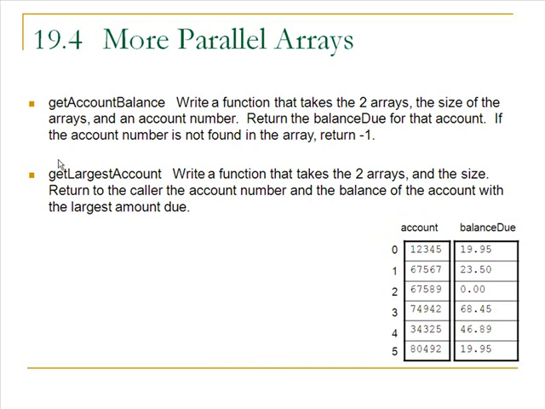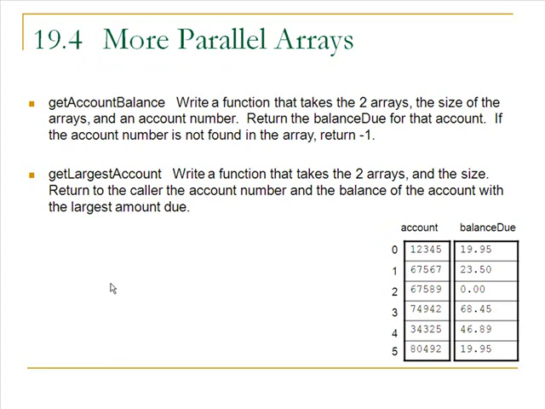And another one called getLargestAccount. Take those two arrays, the size, and return to the caller the account number and the balance of the account with the largest amount due. Okay, this one is interesting. I'm going to leave getAccountBalance as an exercise for you, because I don't believe there's anything new in that one from what we had just done.